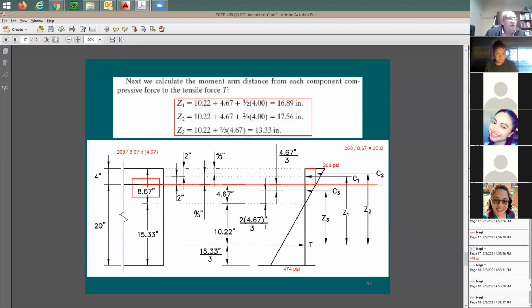All right. The slope of the same line, but at the bottom. You say, okay, the slope in here is 474 divided by 15.33. How much is that? 30.9. Same number. Okay. So whether you use 268 divided by 8.67 is going to be the same as 474 divided by 1533. And then take the slope multiplied by 467 to find out the stress at this line.